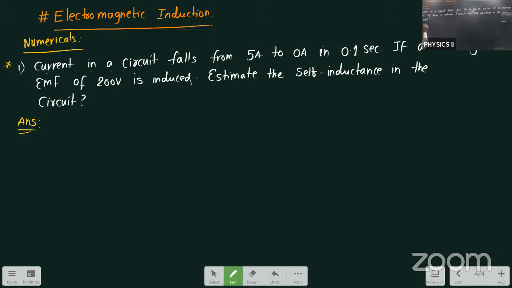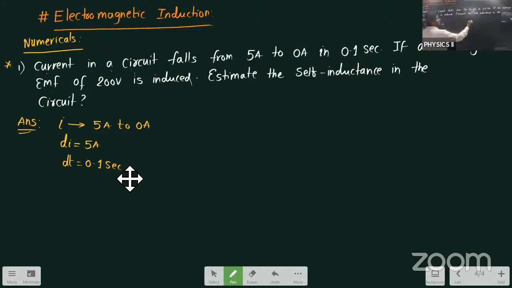Current is changing. I is changing from where to where? From 5 amperes to 0 amperes. So I can write the change in current, dI, as 5 amperes, because 5 minus 0 will become 5. In how much time? I am taking time dt equals 0.1 seconds. So the current is changing from 5 amperes to 0 amperes in 0.1 second.